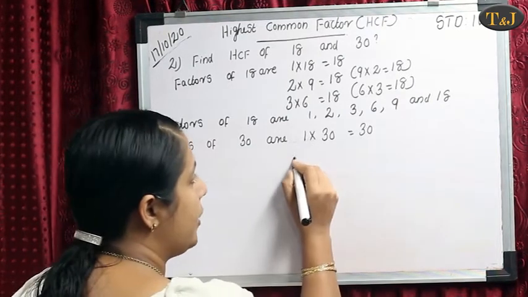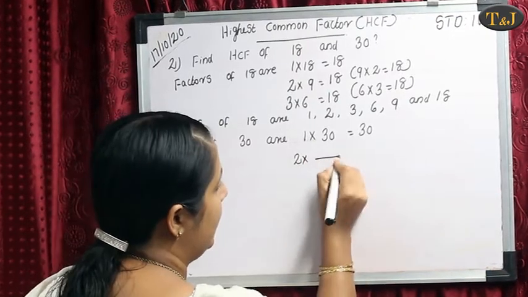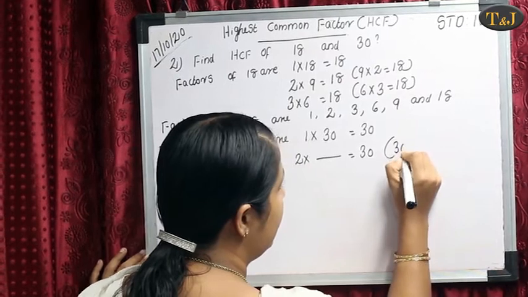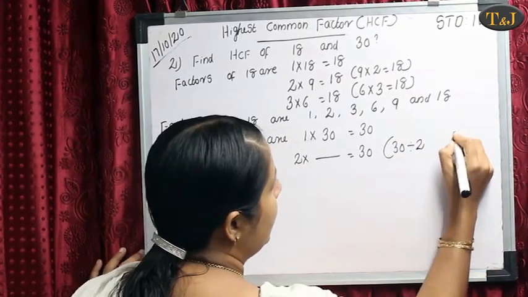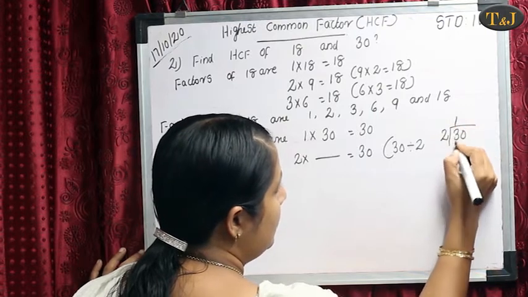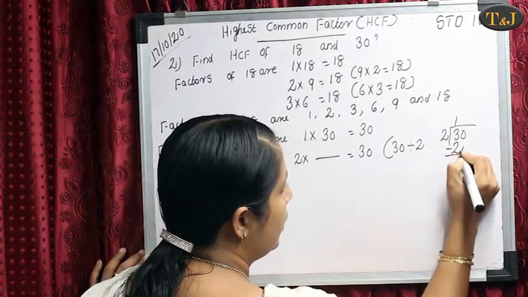In that case, which method are we using? Division. So 2 times what equals 30? So we are using 30 divided by 2. Okay, then 30 divided by 2. Then 1 two is 2. Then 3 minus 2 equals 1.